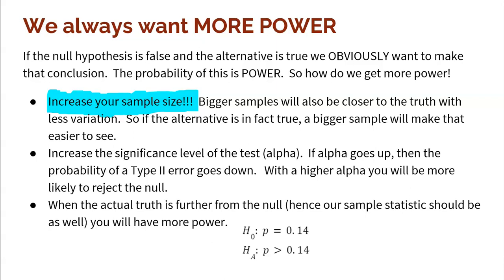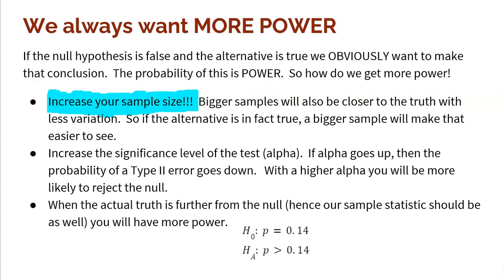And again, if the truth is that it's way above 14%, then a bigger sample is going to allow me to see that. Now, I hope you know that bigger samples vary less, which means a bigger sample will produce a standard deviation that's smaller. And that means more p-hats will be closer to the null hypothesis. And you say, well, wait a minute, if more p-hats are closer to the null, then how am I going to see that the null is wrong? Well, this is why a bigger sample will work.